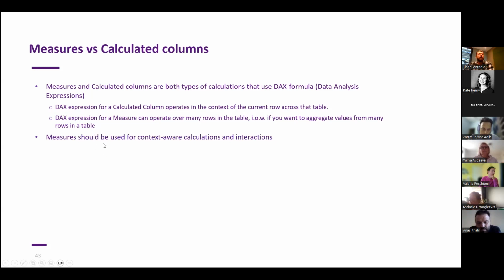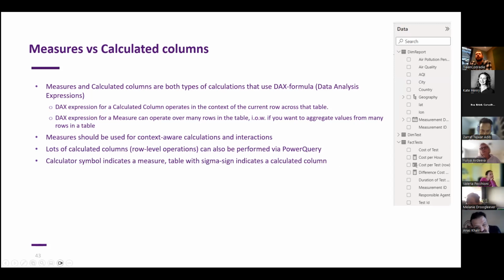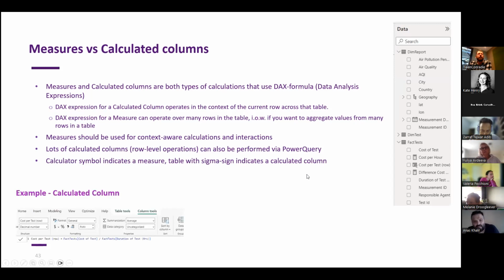Measures are used more for context-aware calculations and interactions. I'll explain that with an example just now. Calculated columns are for row-level operations, which can also be performed via Power Query. We're going to do it not from Power Query, but from the report view itself. It's worth remembering that the calculator symbol indicates a measure, and a table with a sigma sign shows a calculated column. That just refers to these two differences here.